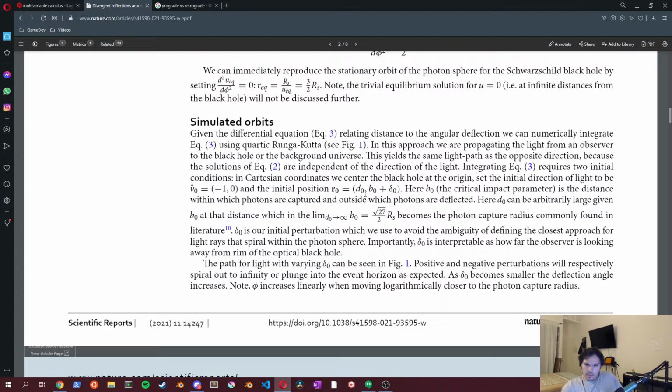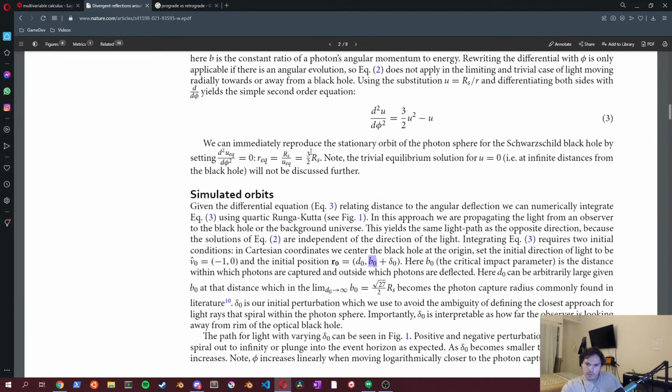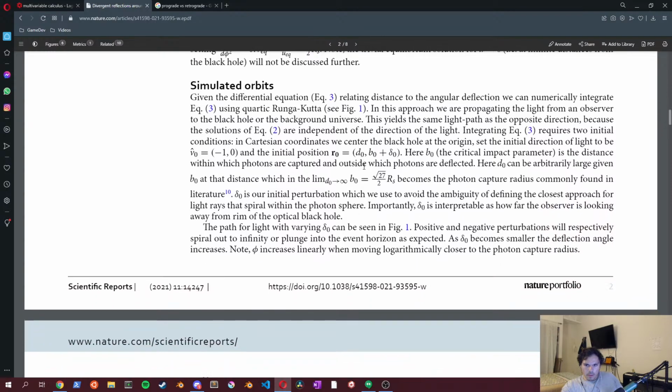So yeah, I'm not totally sure, because it seems like they're saying this B0 is kind of the distance away from the center of the black hole that you need to be before you, which will determine whether the light falls in or gets deflected. Earlier they said that was 3/2 the Schwarzschild radius, but now they're saying it's somehow related to this time parameter. And in the limit that it goes to infinity it becomes root 27 RS.